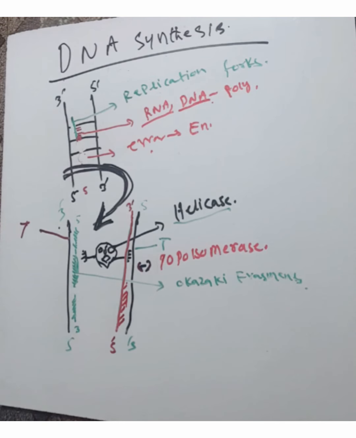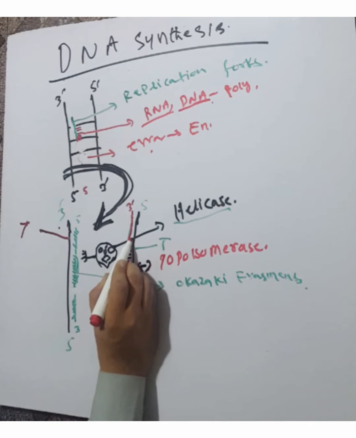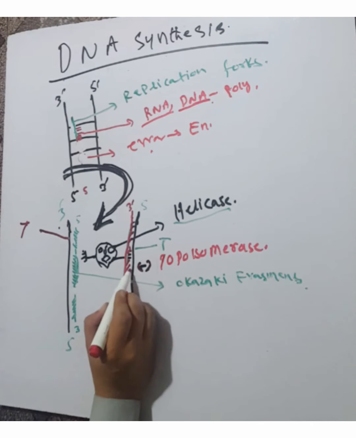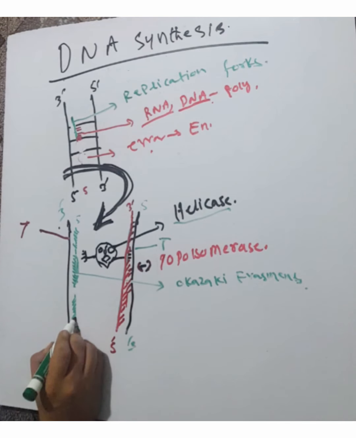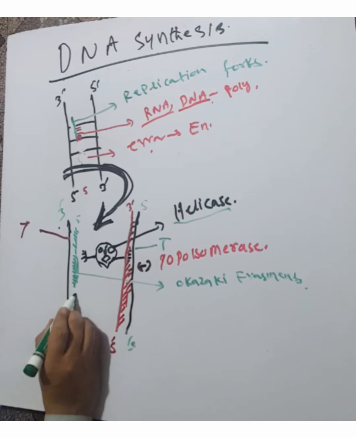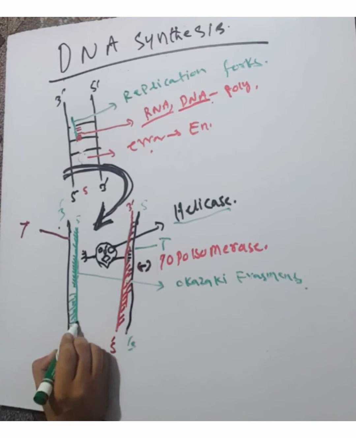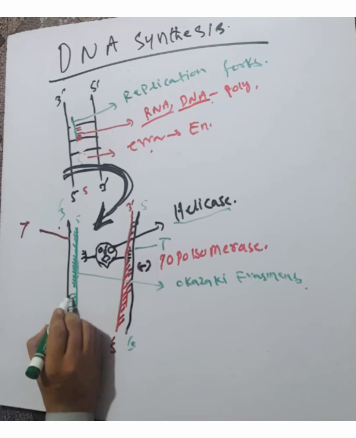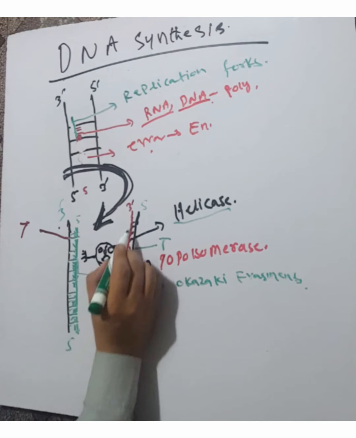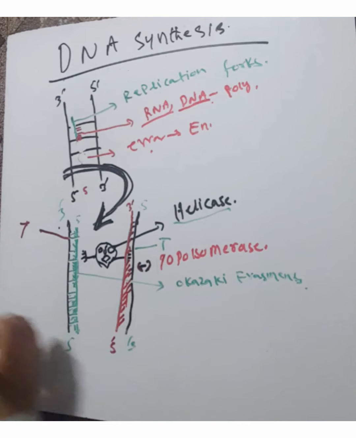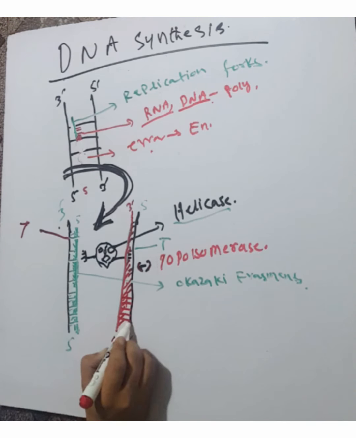And finally, this becomes double stranded with the template strand, and this becomes double stranded with its template strand. Finally, two DNA molecules are formed, and finally errors are corrected by different enzymes.